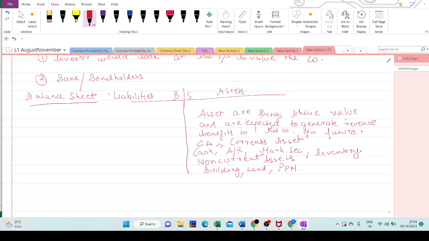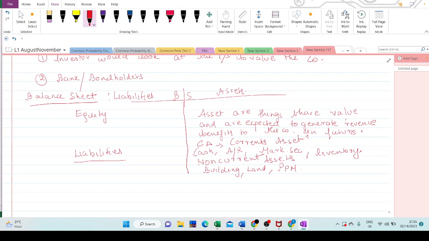Then we move to the liability side. Right. So in the liability side, we report equity and liabilities. So liabilities are basically what? They are basically debt or obligations that the company owes to other entities, right?